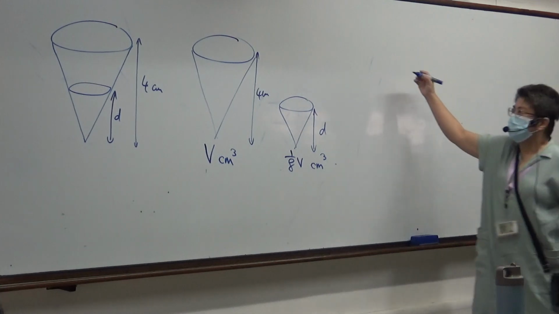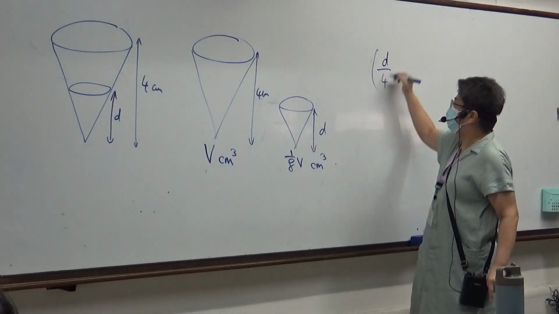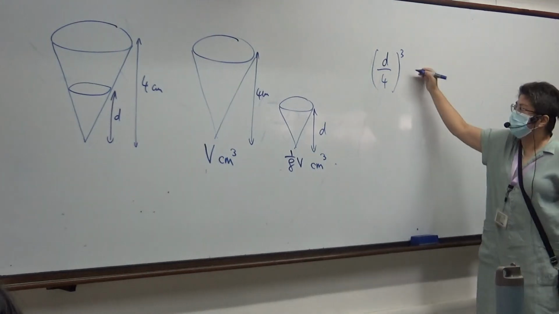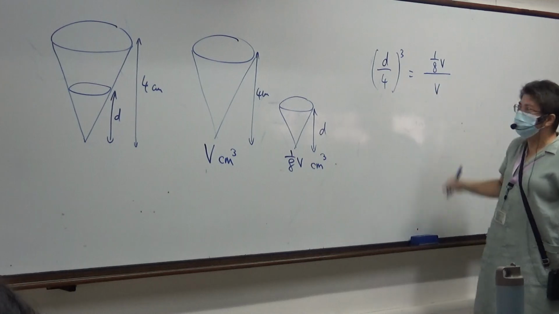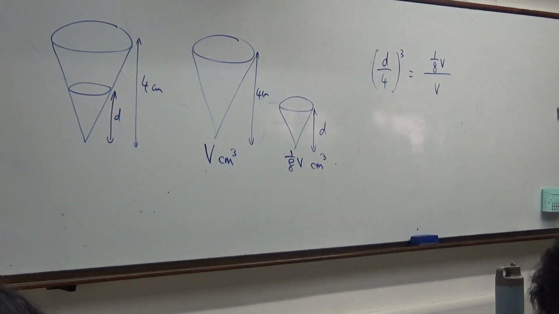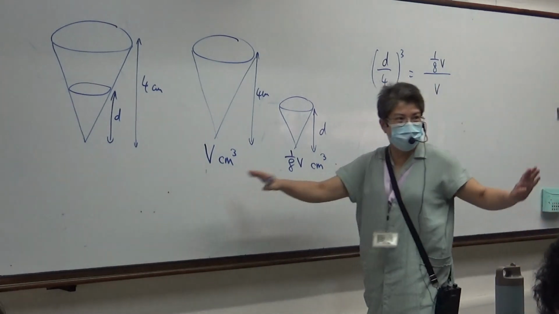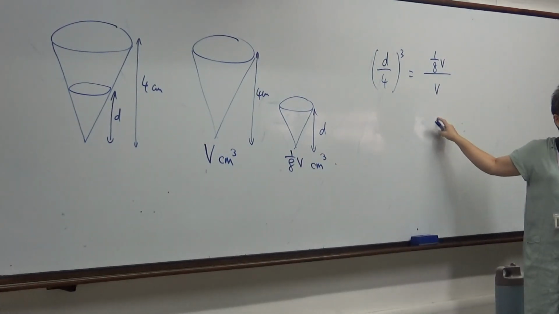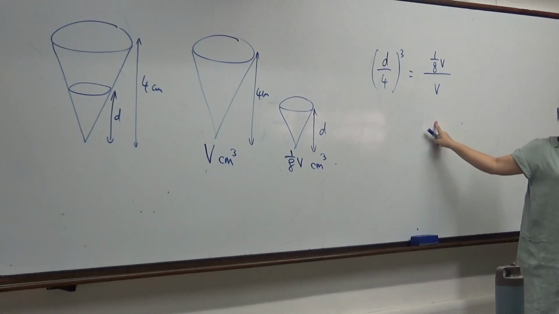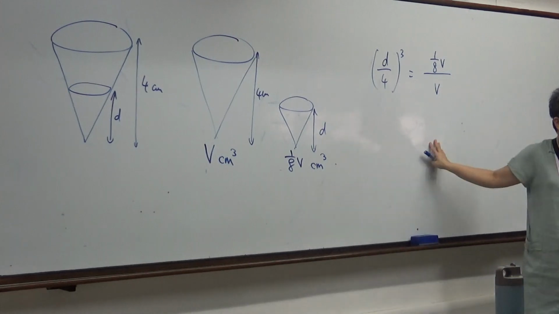All look up. D over 4, when I cube it, must be 1/8 V over V, right? Can see the volume. Now why do I write this? Because some people are better with this. Now if you can see it straight away, the V's will cancel off. This side will leave 1/8. If you straight away leave 1/8 also can, that means you already understood the ratio of the volume. But if not, write like that, it is clearer, please write like that. Do you understand what I'm talking about?